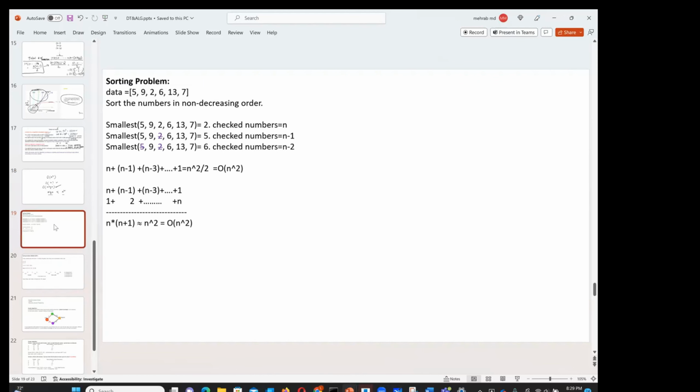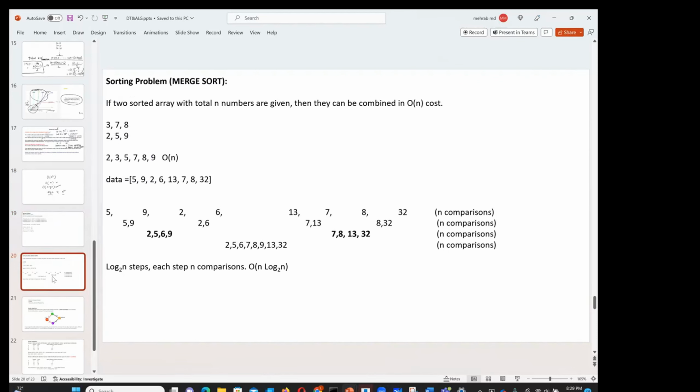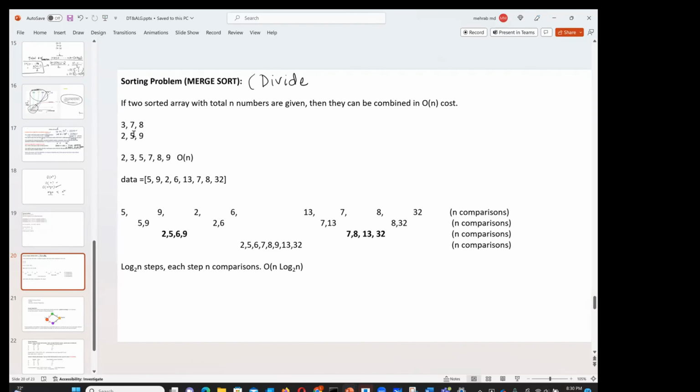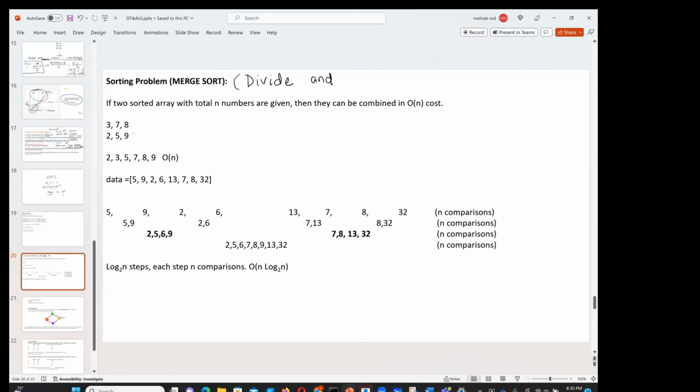So let's do this. Let's try to do a merge sort. This is a divide and conquer algorithm, which is known as merge sort. Divide and conquer is a class of algorithms. An algorithm that divides, makes the problem smaller, solves the smaller problems, and then keeps on combining to get the result is a divide and conquer algorithm. And one such divide and conquer algorithm is merge sort.